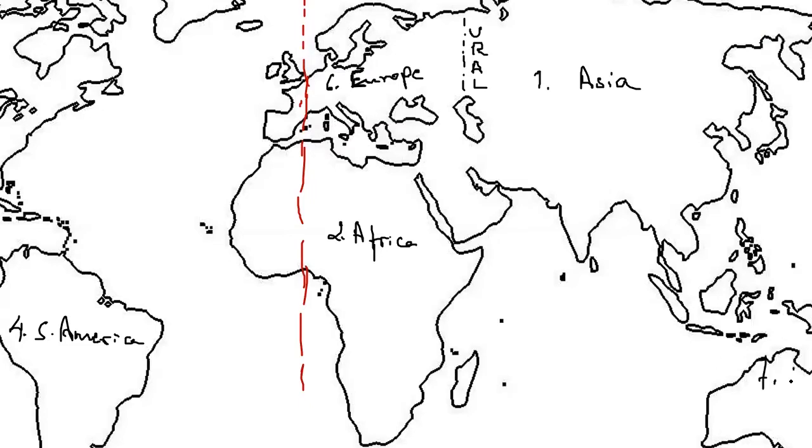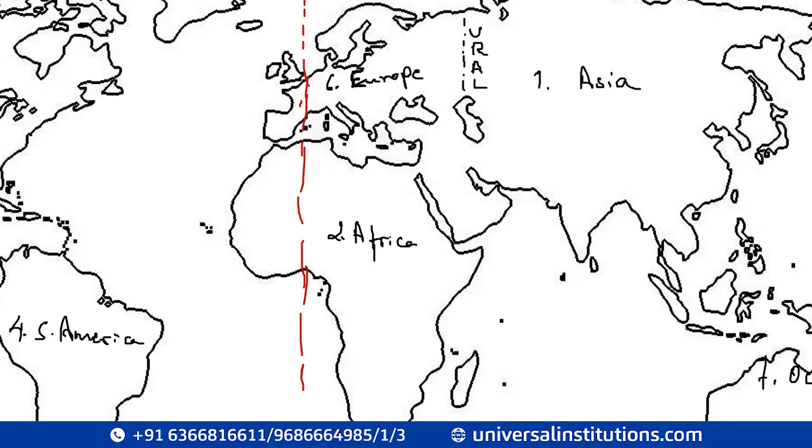Then seventh is Australia. Now you should say Oceania. Australia and all these neighboring islands is called as Oceania. Please write. You should not say Australia now. You should say Oceania. Seventh is Oceania.